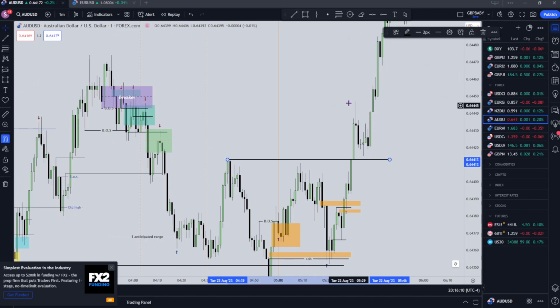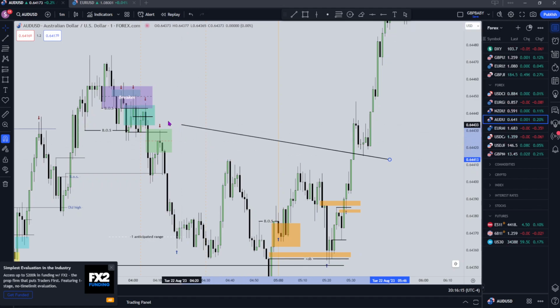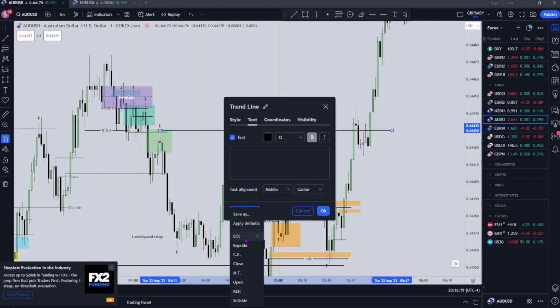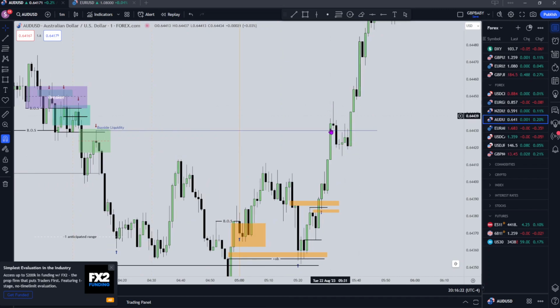Take out this buy side liquidity, rest in here, and then what happens when we take out liquidity? We have a run on stops. Do we have a run on stops here? Yes, we do. Here.